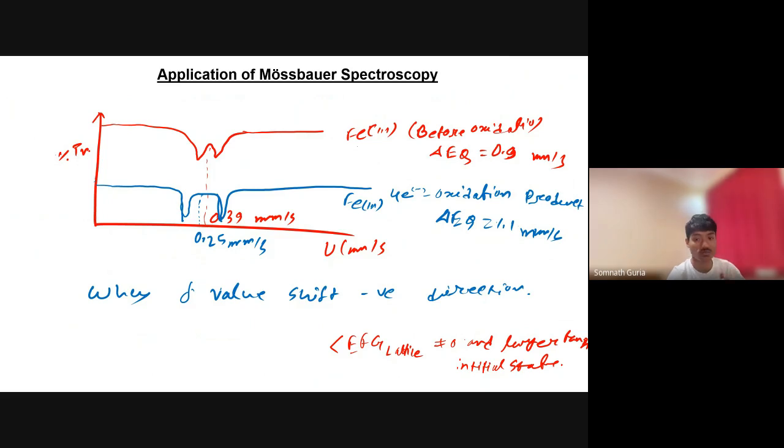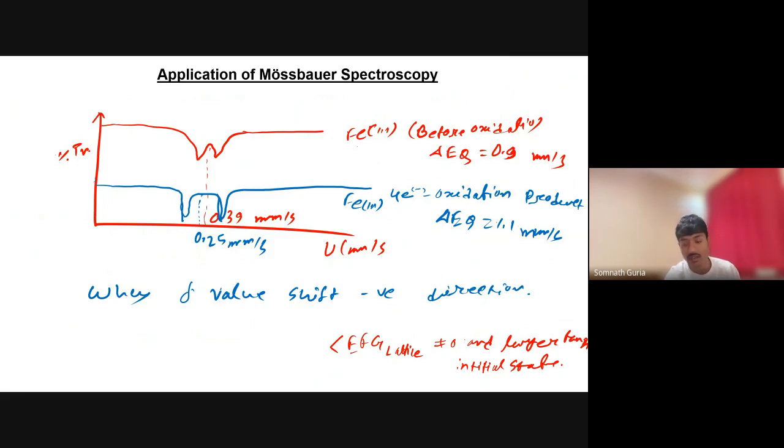which is responsible for this little bit of shifting of the delta value, because lots of positively charged ligand centers are present surrounding the iron center, and the delta EQ value shifts because of the increase in lattice contribution of the electron density at the EFG. So higher lattice contribution over the initial component. Okay, so we'll stop over here.